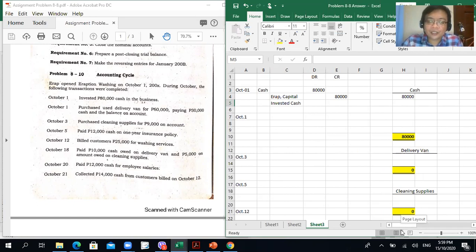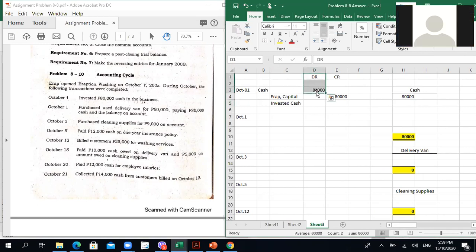If you increase your asset, especially your cash, debit or credit? Debit. Very good. So in this example, there's an increase in your cash. We debit cash? Yes, correct.